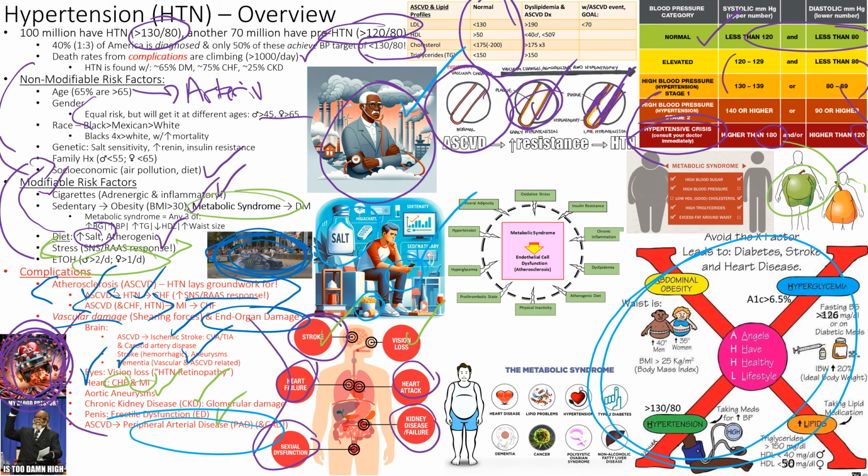These are all things that we want to encourage them to avoid, or things we want to make sure they're not doing, right? Make sure they are exercising, make sure they are eating a good diet, right? All the things we've talked about for ASCVD apply to this as well. The ABCDEs are going to apply to this as well. Okay, so that is hypertension in a nutshell.